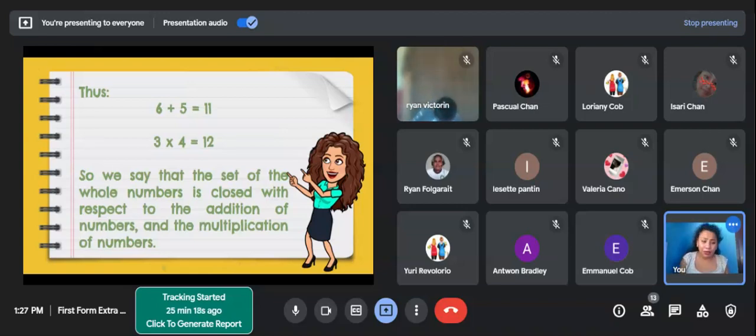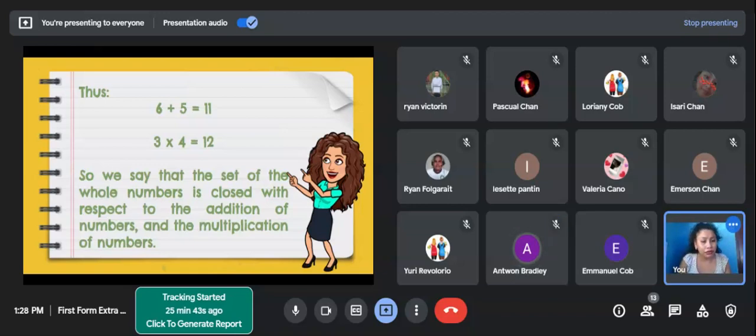Does anybody remember what types of numbers we talked about? We talked about real, rational, irrational, integers, natural, whole. What kind of numbers are 6 and 5? Rational, very good. What other type of number? Real. They're real numbers, very good.